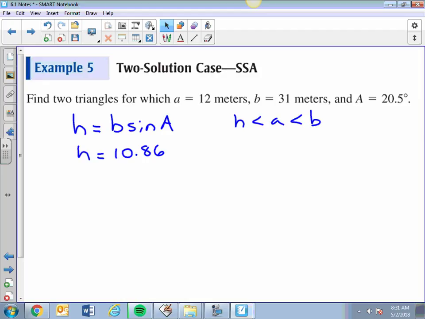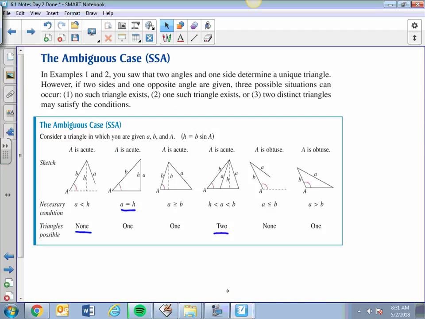So since A is less than B, if I go to my chart here, I see that A is less than B right here. Well, that would mean this is none. That really is our only option if we just have A and B, because A is not bigger than B, which would fit this one here, but it's not. So the only one that could possibly form some triangles would be this one, and that would be 2 triangles.